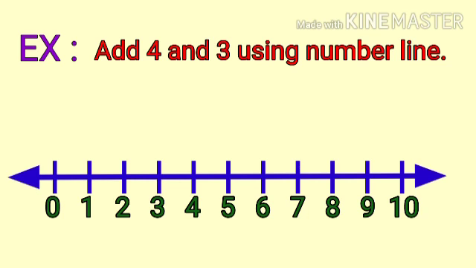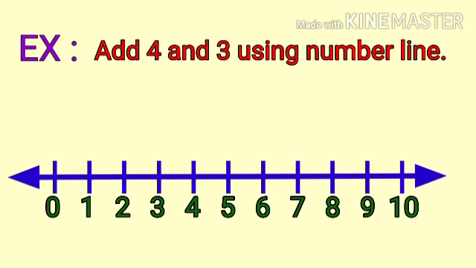To get forward jumps, we need a starting point. This starting point is represented by the first number which we are adding, and the number of curves we have to take is represented by the second number. Is it clear, children? The starting point is represented by first number and the number of curves we have to take is represented by the second number.